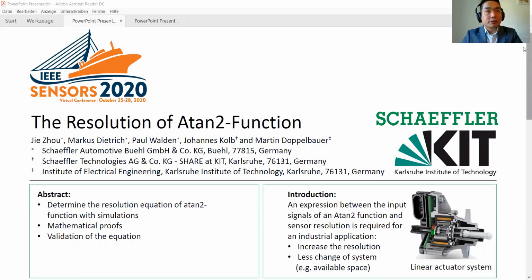The Atan2-Function contains systematic errors and stochastic errors. The systematic errors can be compensated completely today, while the stochastic error can only be reduced. Furthermore, the accuracy of a compensated sensor only depends on the sensor resolution.